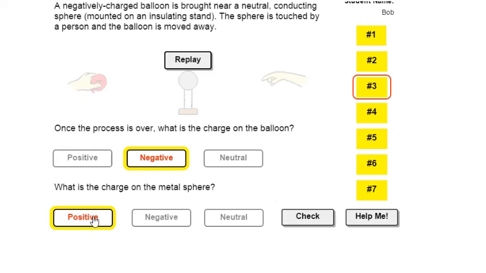It was what's called induction. We were able to induce a charge in the sphere by virtue of the fact that we brought the negative balloon close to it, which caused the charges in the neutral sphere to become polarized. The positives were attracted to the negative balloon, the negatives were repelled by the negative balloon. And then the person created a pathway for those electrons to leave the sphere, go into the person. So when we removed everything away, you were left with an excess or a surplus of positive charges on the sphere, and therefore it was a positive sphere after it was all said and done.